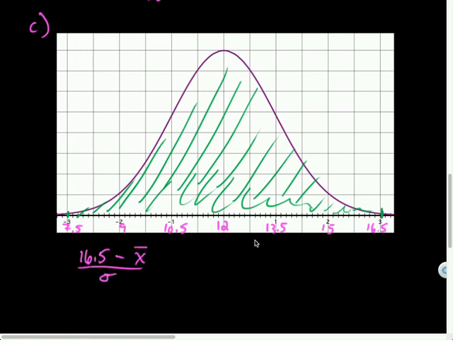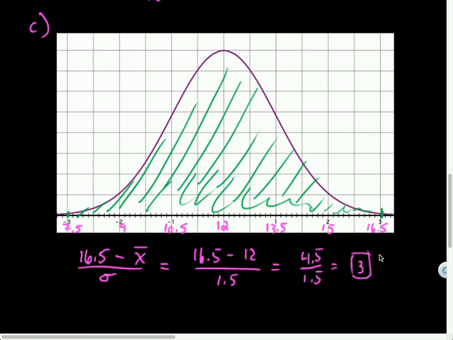All right. In this case, I happen to know it's exactly 3 because I already calculated that. But I just want to verify for you that this works out. 16.5 minus 12 divided by 1.5. 16.5 minus 12, what's that going to be, 4.5? Yep. And 4.5 divided by 1.5 is going to be 3.